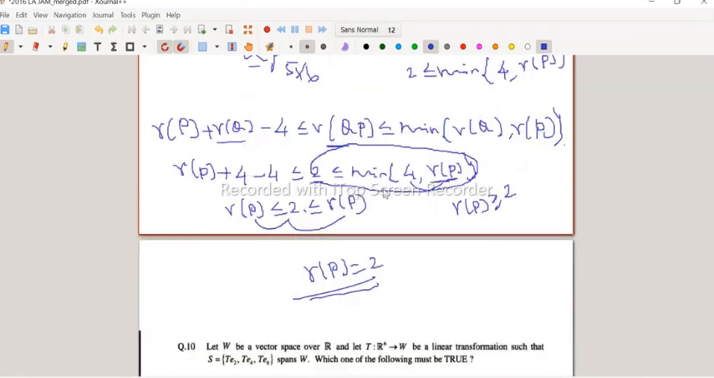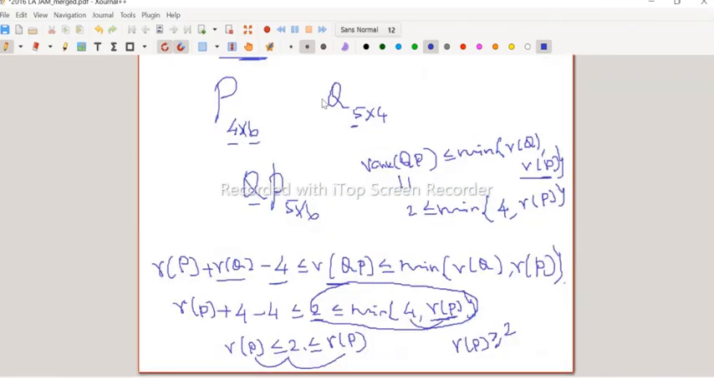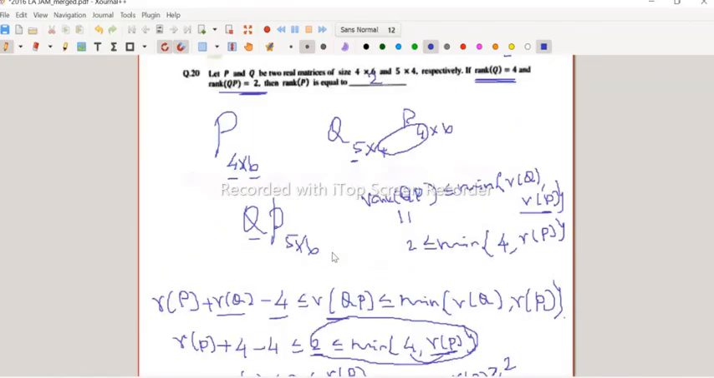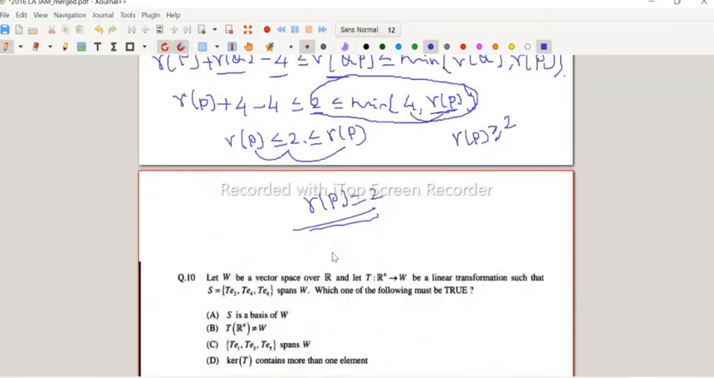Now this formula is very important. Rank of P plus rank of Q minus the number. What is the number? It is the common number when we take a product. Because Q is 5 by 4 and P is 4 by 6, when we take the product, what is the common number? 4. We have to subtract that number. And then we get the lower bound and upper bound, and we get exactly equal to 2. Okay. Any doubt?